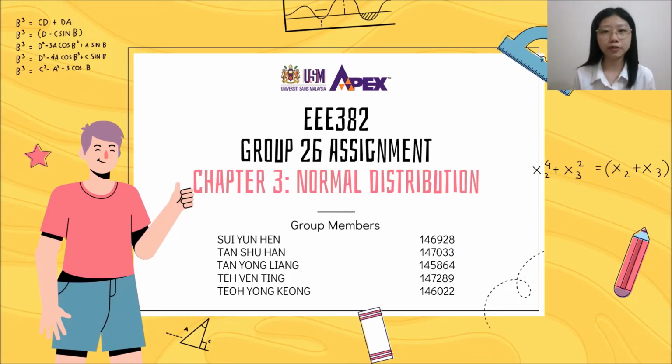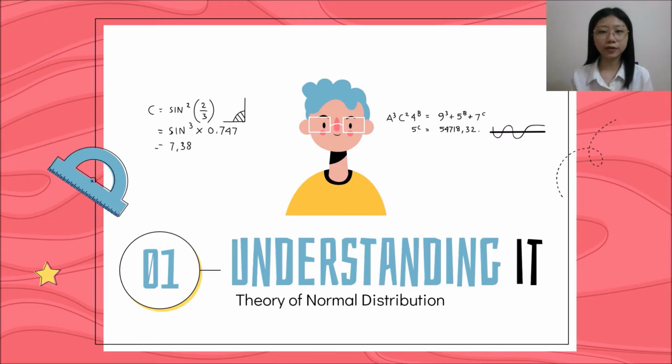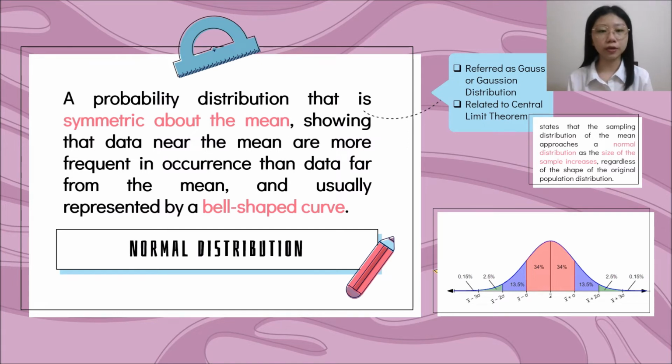We are going to present the topic Normal Distribution from Chapter 3. Let's dive in to understand the theory of normal distribution. Normal distribution is also known as Gauss distribution. It is a continuous probability distribution that is symmetric about its mean, showing that data near the mean are more frequent in occurrence than data far from the mean, and usually represented by a bell-shaped curve.